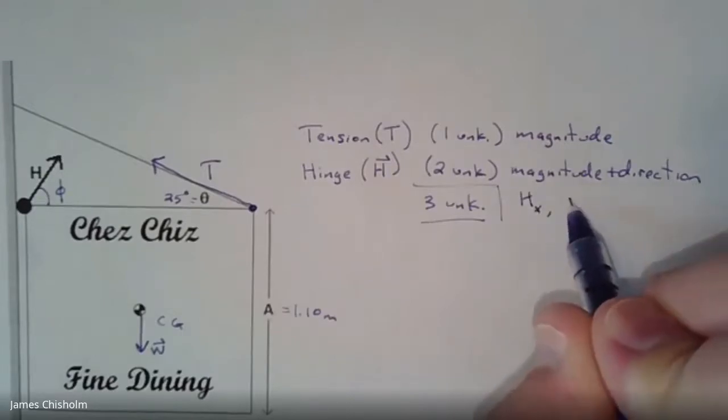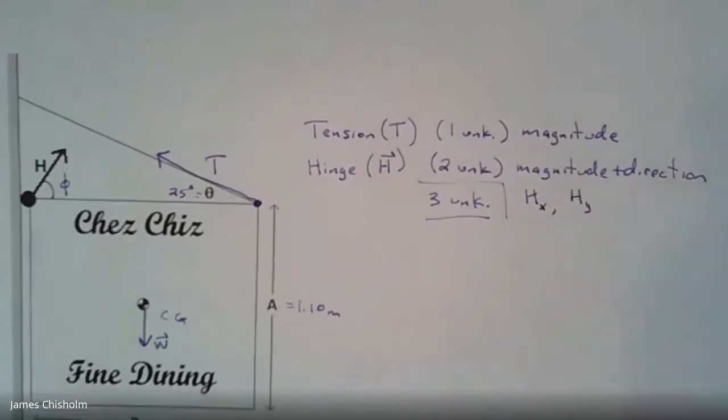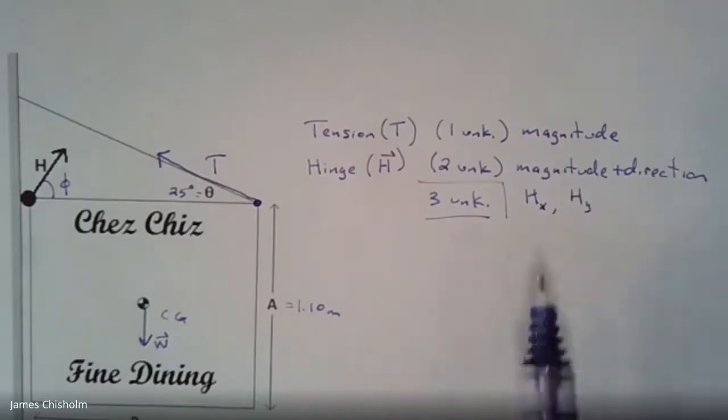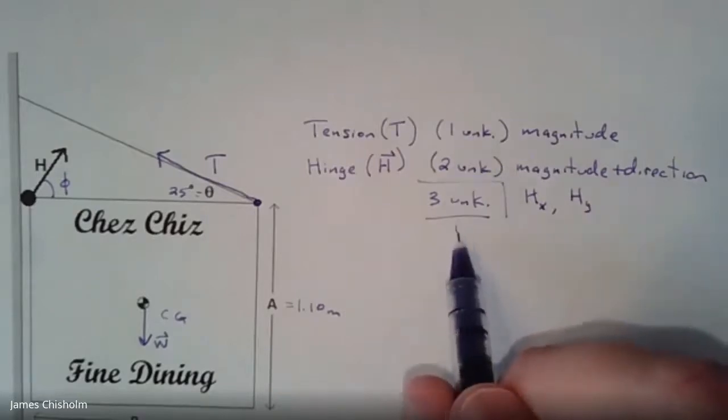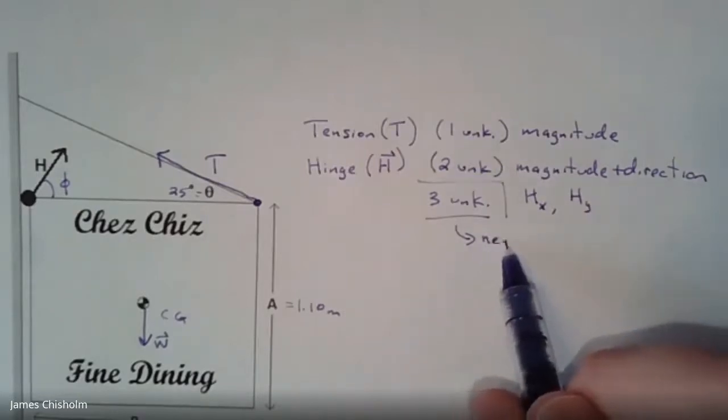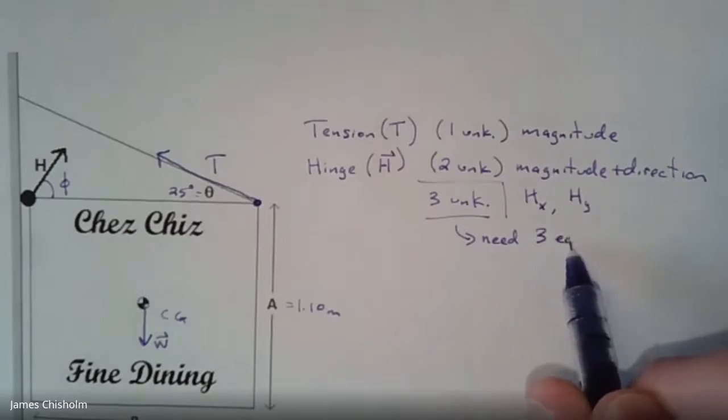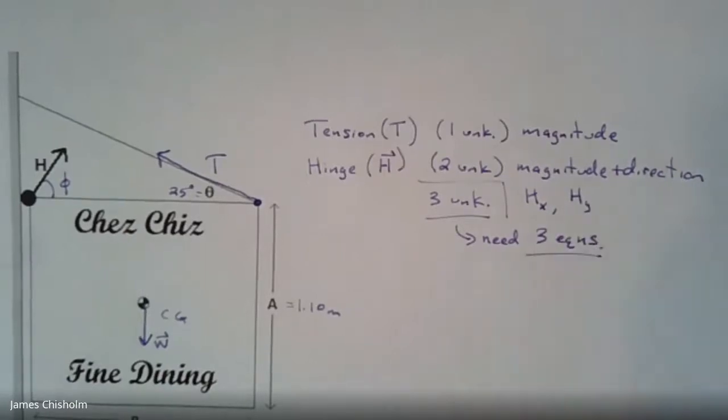We could take the x components and the y components, and that could also be 2 unknowns. So whether we write it as a magnitude and a direction, or whether we write it as x and y components, either way, that's 2 unknowns. So I have a total of 3 unknowns. This means that in order to solve them, we are going to need 3 equations.